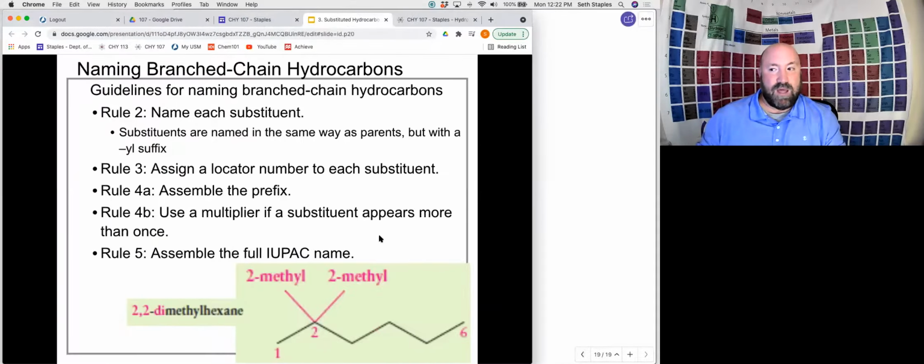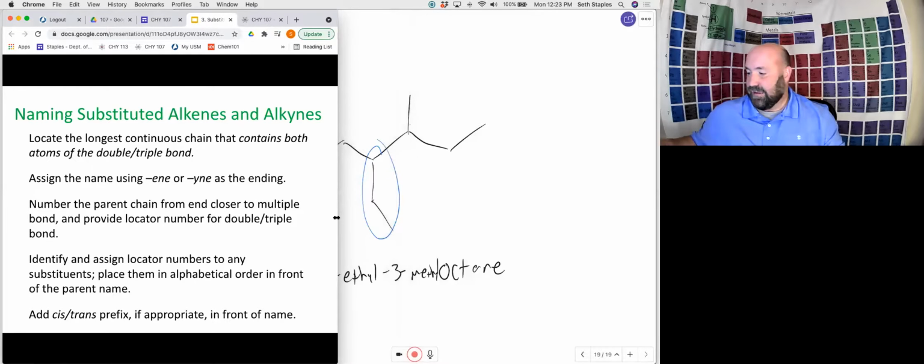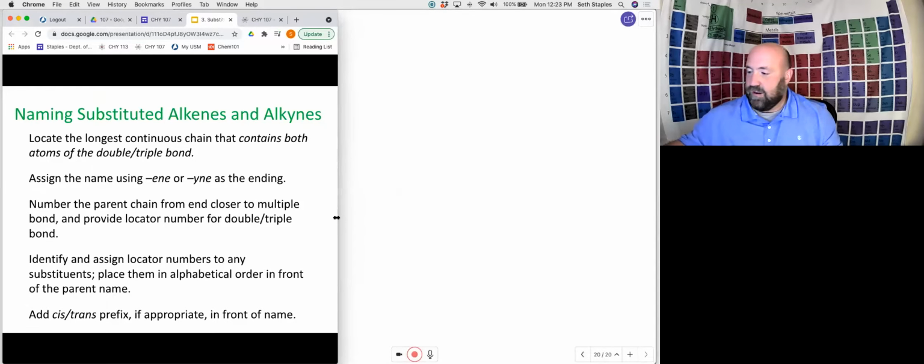So now going on to look at substituted alkenes or alkynes. Same idea. But again, now our longest chain is going to contain both atoms of our double or triple bond. But then we use the same sort of numbering convention and same sort of naming convention for our substituents. Then we also have to use the cis-trans prefix if appropriate for any of our alkenes. Let's look at an example there.